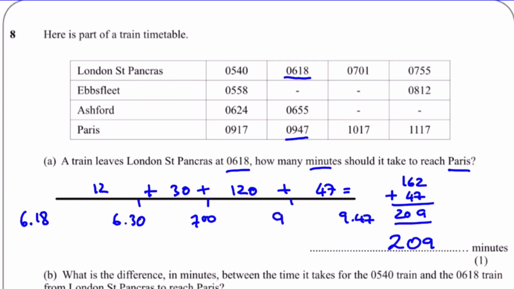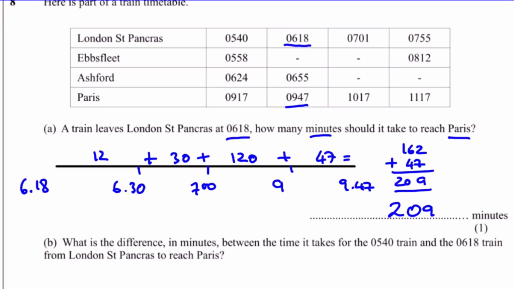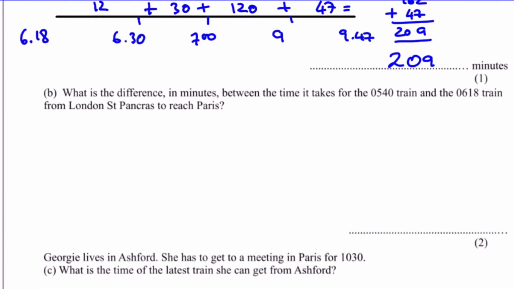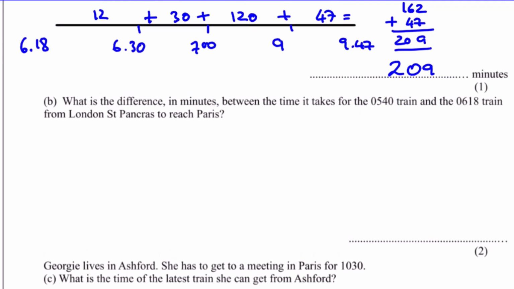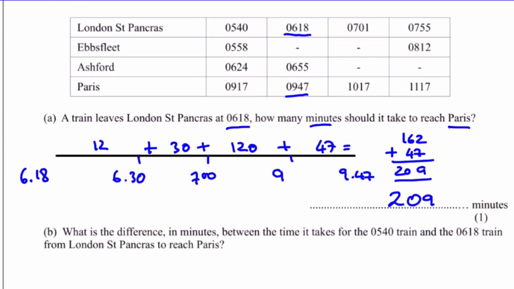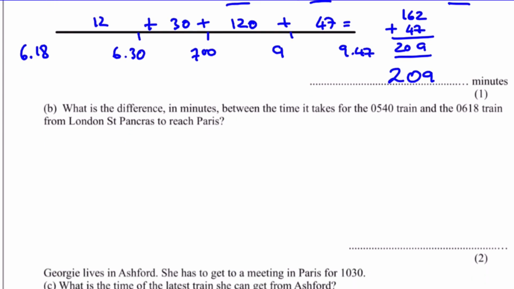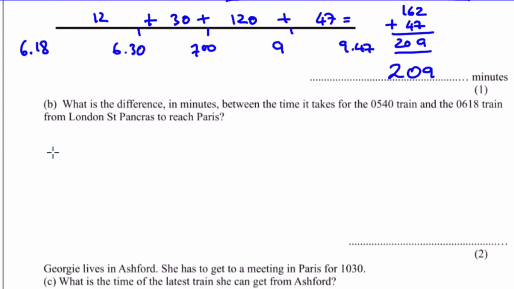Part B, what is the difference in minutes between the time it takes for the 5:40 train and the 6:18 train from London St Pancras to reach Paris? So we're comparing the trains. We've got the 209 for the 6:18. Now we're comparing it with the 5:40 train. So we have to do 9:17 subtract 5:40. Again, if you're comfortable with time, go ahead and do this. If not, use a number line.